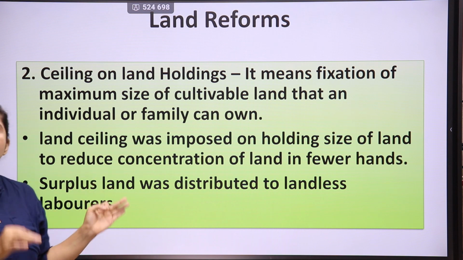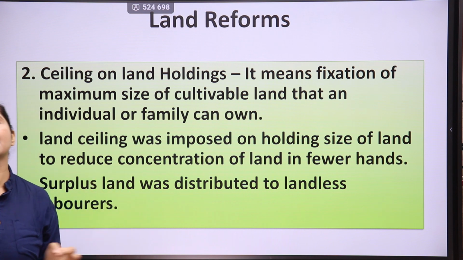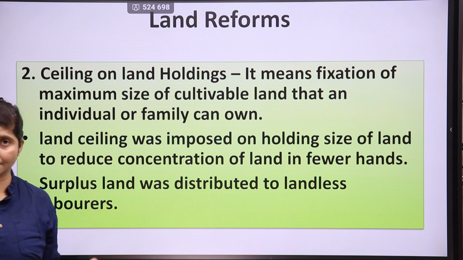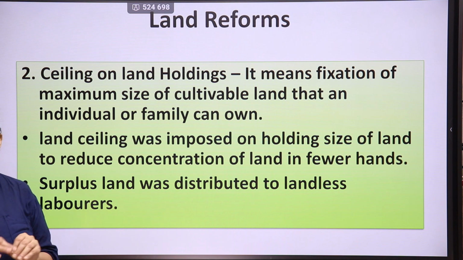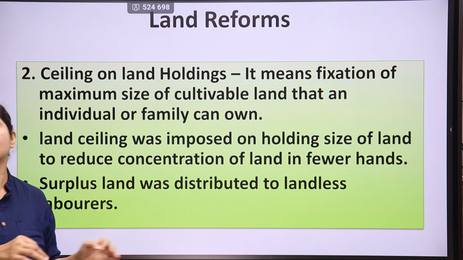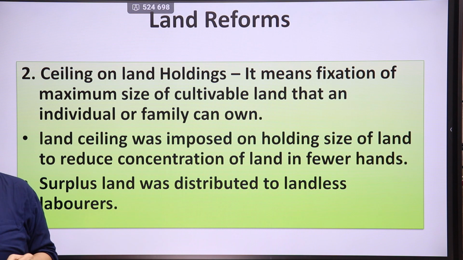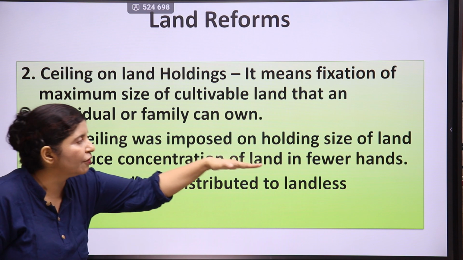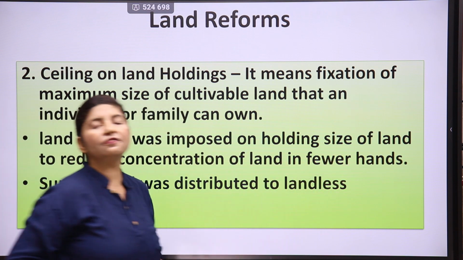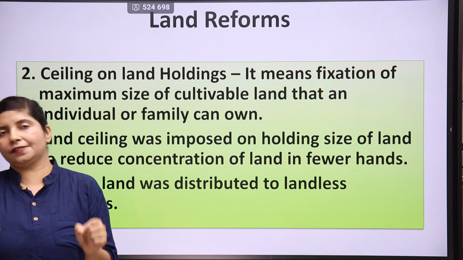Previously zamindars had thousands and thousands of acres of land in their individual names and in their children's names. But after abolition of zamindari, they could not hold an immense or unlimited amount of land in their names, and they had to give away that land to the government, and they were not the owners of that land. Land ceiling was imposed on holding size of land to reduce concentration of land in fewer hands. Which were these fewer hands? Zamindars were these fewer hands.